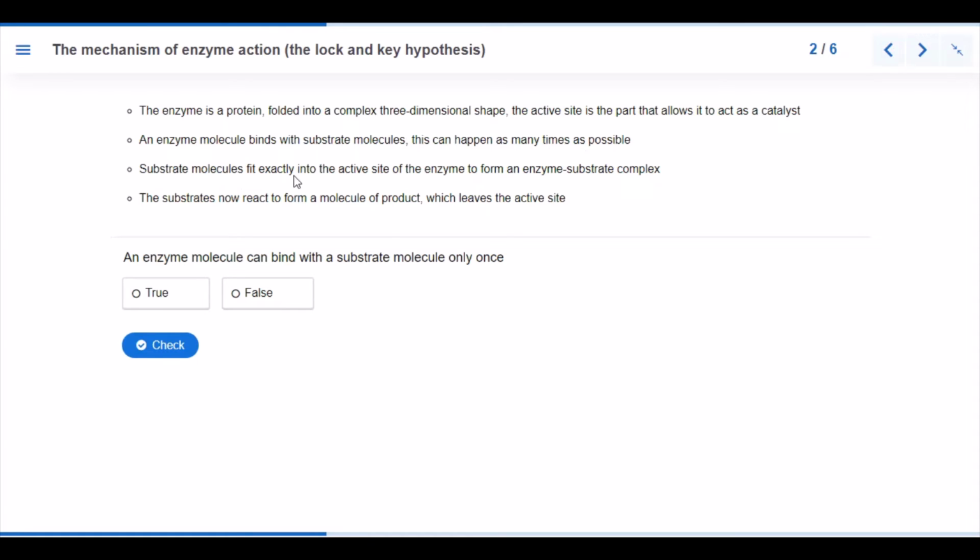Substrate molecules fit exactly into the active site of the enzyme to form an enzyme substrate complex. The substrate now reacts to form a molecule of product which leaves the active site. Now, a quick question. An enzyme molecule can bind with a substrate molecule only once. True or false? False.